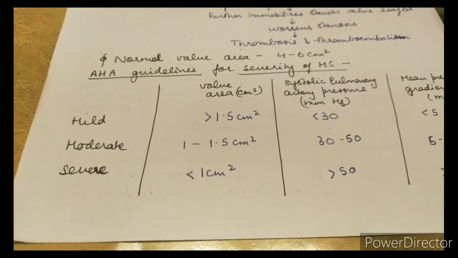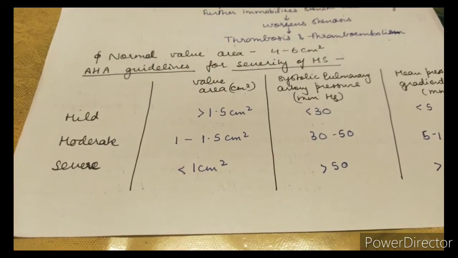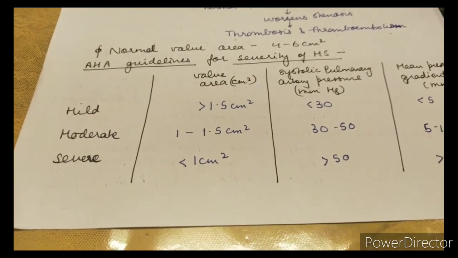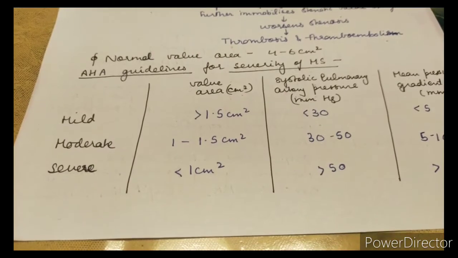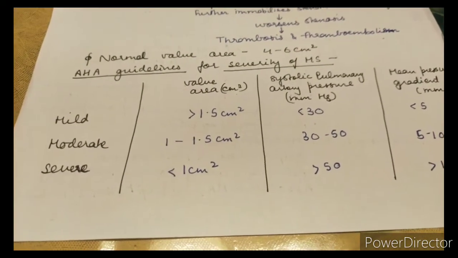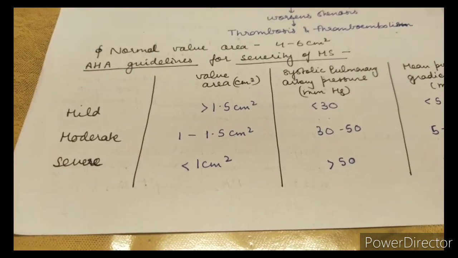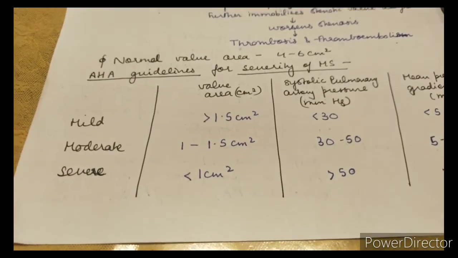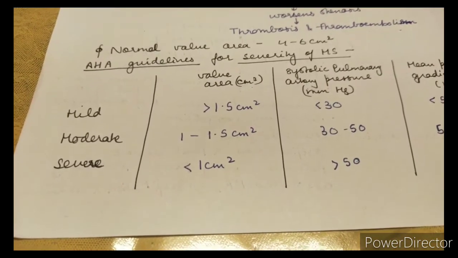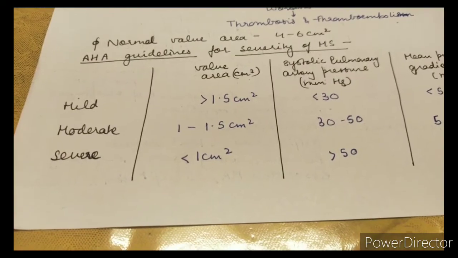Now we move on to the severity of mitral stenosis. According to the AHA guidelines, that is the American Heart Association, the normal valve area of the mitral valve is 4 to 6 centimeters square. If it is mild, the valve area is more than 1.5 centimeters square but less than 4. Moderate is 1 to 1.5 centimeters square, and less than 1 centimeter square is severe mitral stenosis.